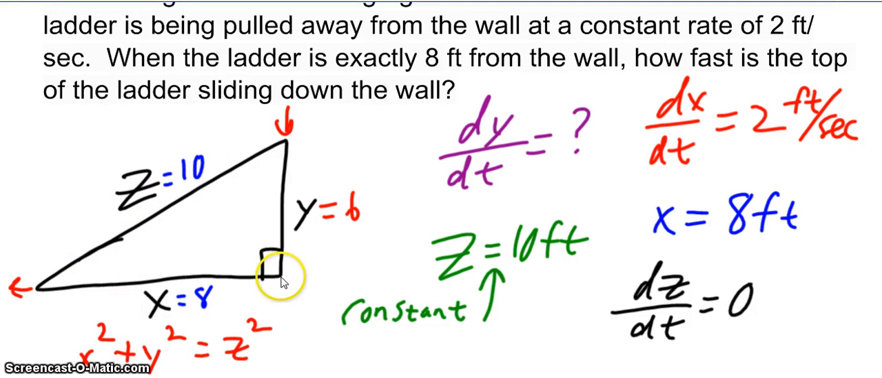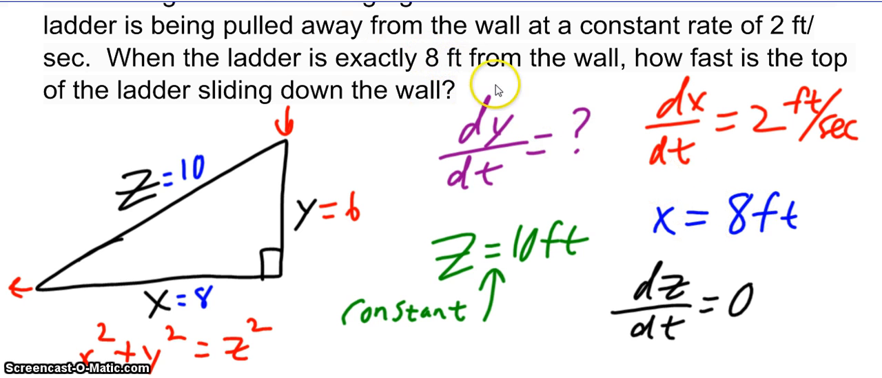Okay, so I drew a right triangle, and this is kind of what's happening. I know the ladder is the hypotenuse, and that's going to be 10. That's a constant. It's helpful to identify that. And then I'm trying to find how fast the top of the ladder is sliding down the wall, so that's what I'm going to call dy/dt. And I know how fast the bottom of the ladder is moving away from the wall, so I know dx/dt. I know x and I know y because I'm trying to find this when x is exactly 8.